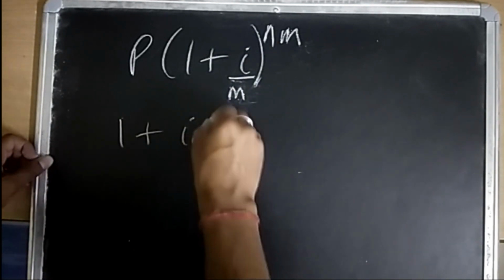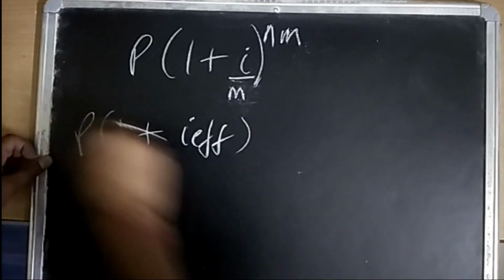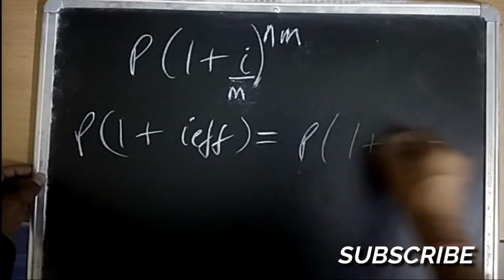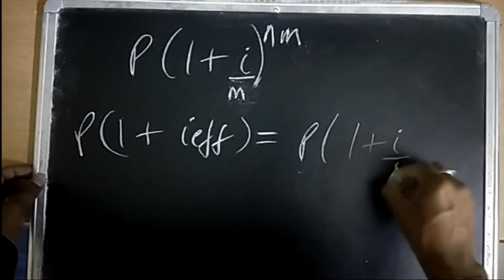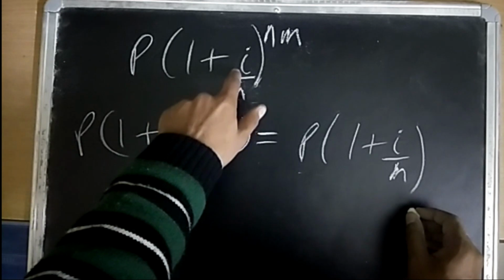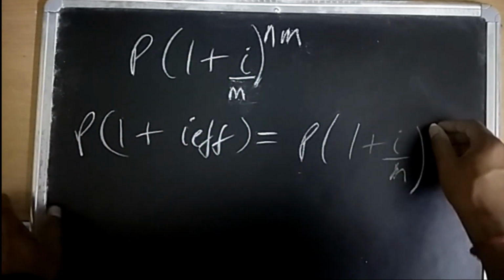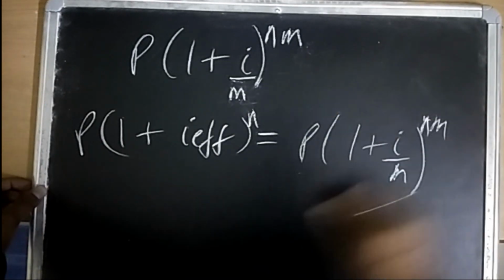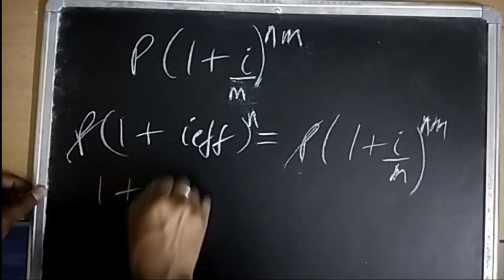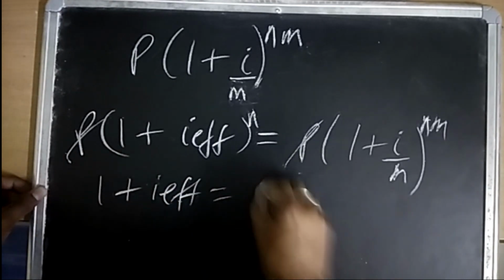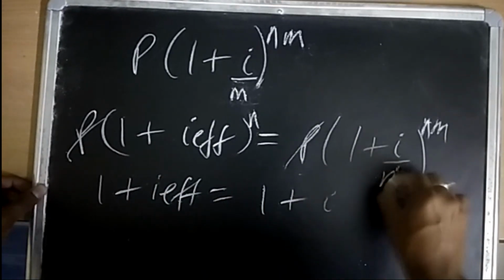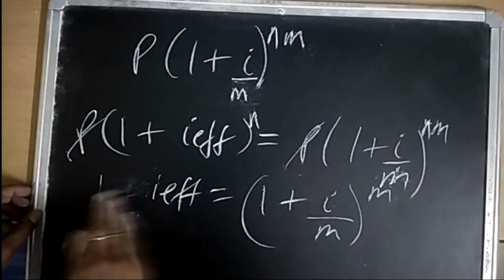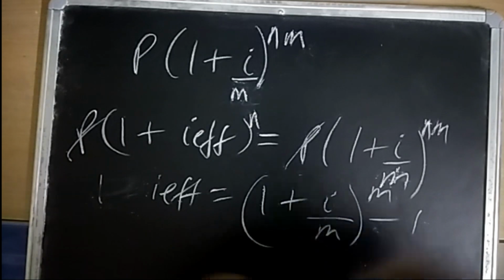And 1 plus I effective: if I do this, 1 plus I effective, and here also P (1 plus I by M) to the power n times M. Some people also take this as R, it is absolutely fine, it's just notation. So P and P cancel. So 1 plus I effective is nothing but (1 plus I by M) to the power M. This way you can find out I effective, and it is asked in the question.